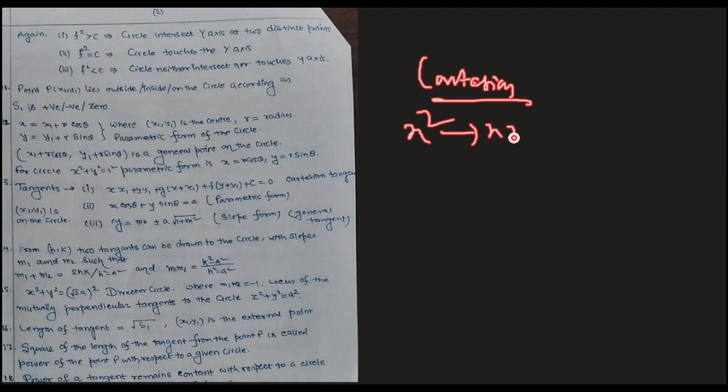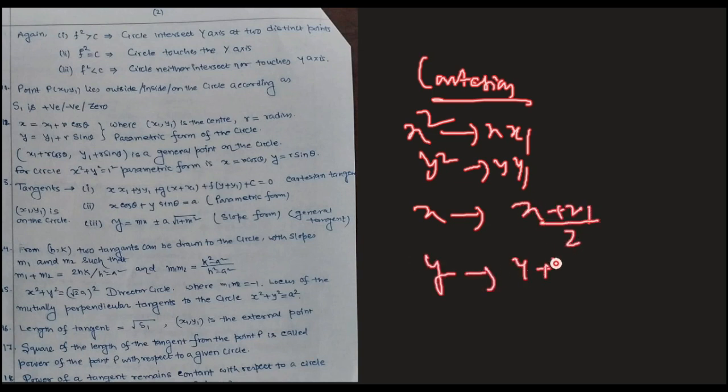Okay, now we go to the next point, that is the tangents. There are three types of tangent forms here. One is the Cartesian, another is the parametric form, and the next is the general form or slope point form. In the Cartesian form we have one rule. We replace x square by x into x1, y square by y into y1, x by x plus x1 by 2, and y by y plus y1 by 2.